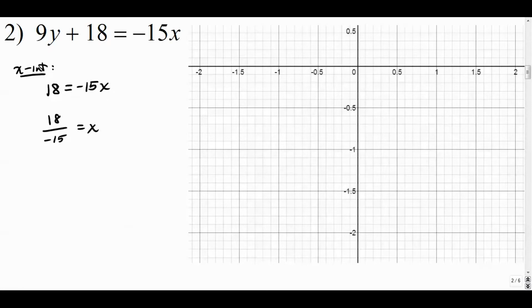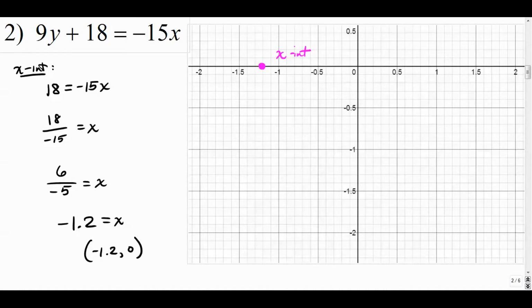Those are both sort of divisible by 3, looks like. So we've got 6 over negative 5, which is negative 1.2. So in ordered pair form, negative 1.2 comma 0. So I'm going to go left 1 point, let's see, this is 1.1, 2, 3, 4, 5. Yeah, so negative 1.2 would be right here. That's my x-intercept.